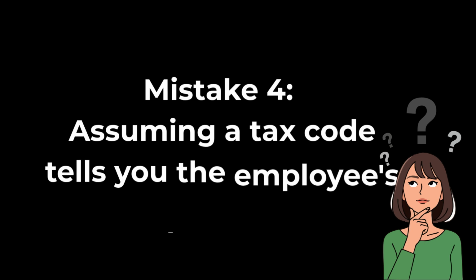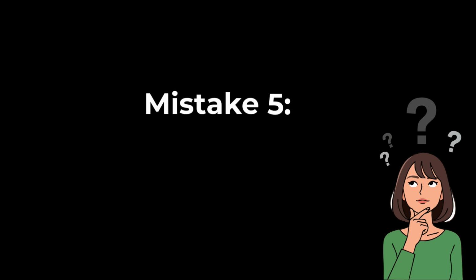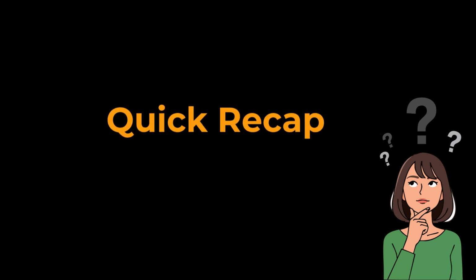Mistake number 4, assuming a tax code tells you the employee's tax rate. A tax code is used to calculate income tax. It isn't simply a label for the employee's tax rate. Mistake number 5, forgetting the tax basis. A code such as 1257L can operate differently depending on whether it is cumulative or has a suffix such as W1 or M1. Let's quickly review what we've learned.